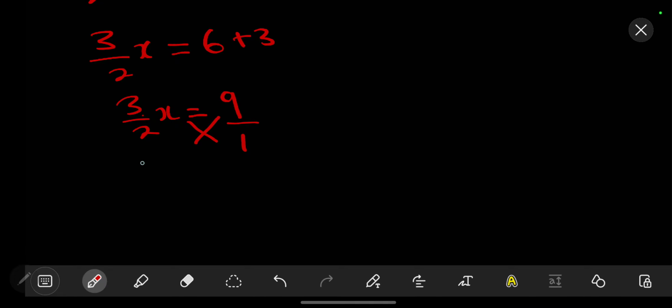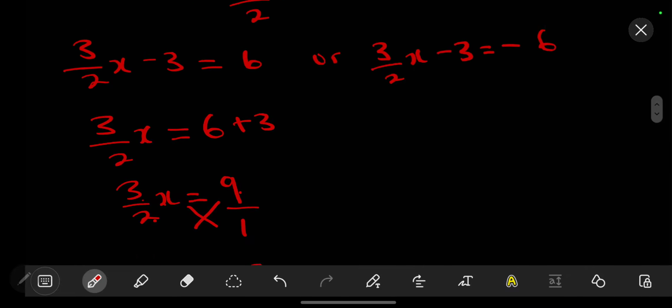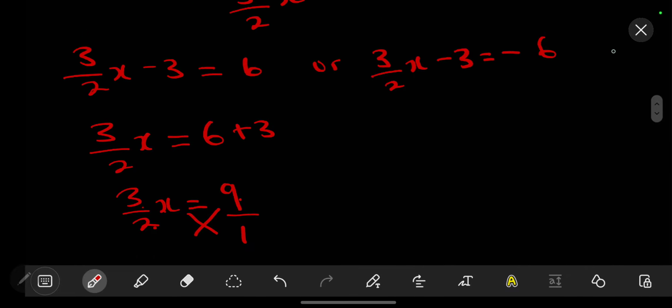So when we cross multiply, we have our 3x. So it will be 3x times 1. 1 doesn't change anything, so we will have 3x should be equal to our 2 times 9. This will give us 18. Then we divide by 3. So our x in this case will be equal to 6, like that. So that means we have found for that one.